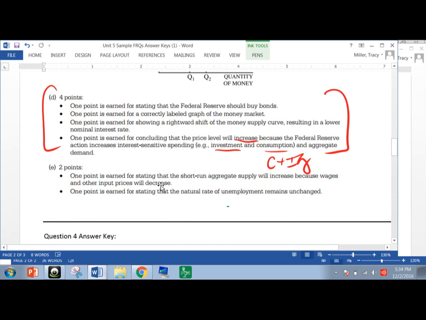and the short run aggregate supply will increase because wages and other inputs decrease. So that's 1 point right there, the identification and the explanation. And then the last part we already talked about.